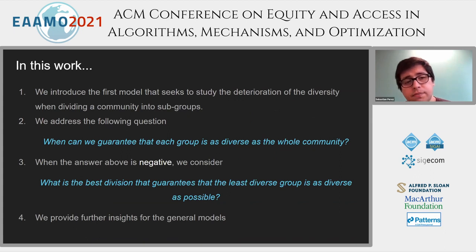And with this language, and with this work, what we did is that we introduced a model to study how diversity deteriorates when we partition a community into different subgroups. And we study mainly two questions. The first question is, how can we split this community of entities in such a way that each of the groups is as diverse as the whole community?